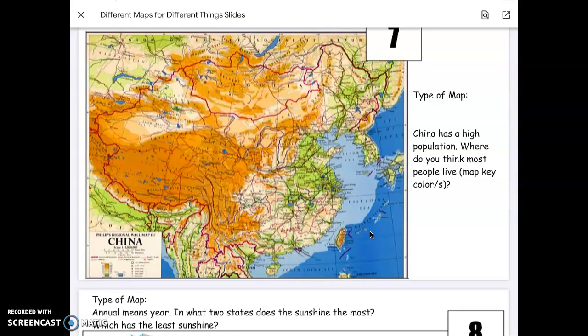Okay. So the question is, China has a high population. Where do you think most people live? Okay, so where do you think most people live? In a higher populated area. Do you think they live in the mountains, or do you think they live in the more lower lands? Yeah, of course, they'd live in the lower lands. They would not be highly populated in the mountain regions. They would be more populated in the lower lands, so where it's green, even where it's white.